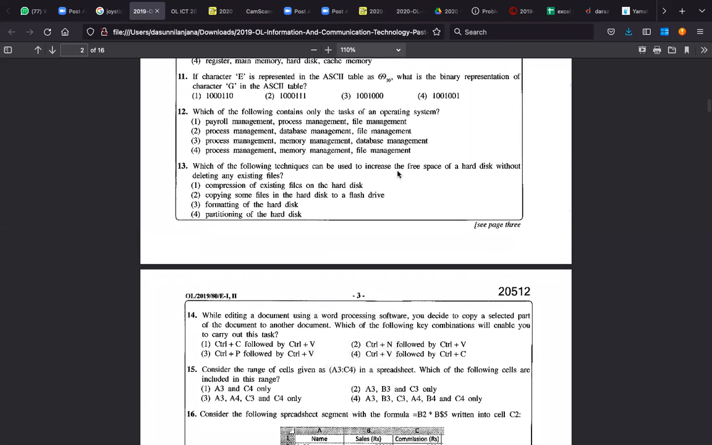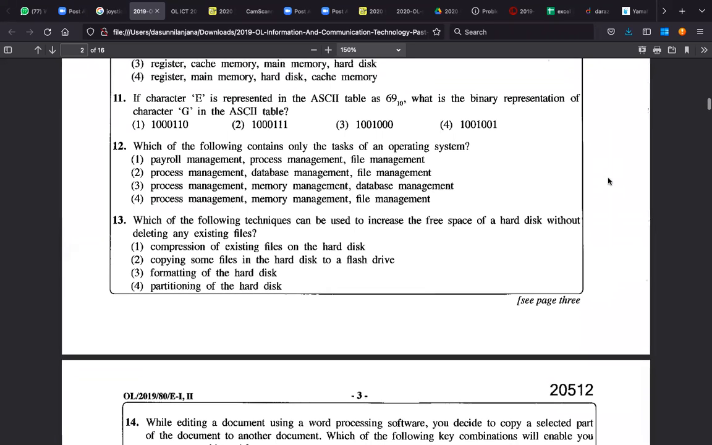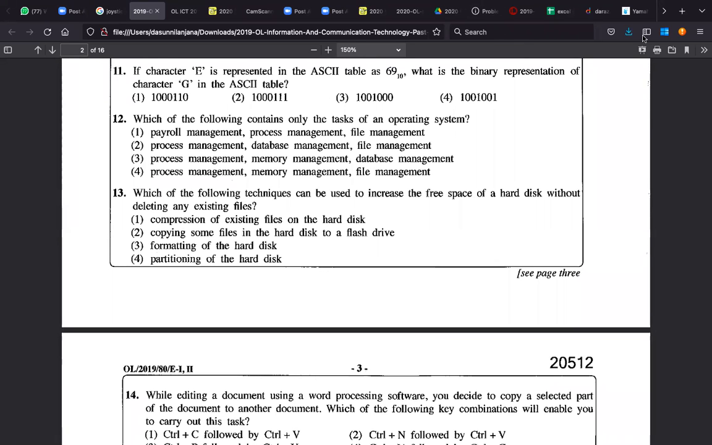If character E is represented by ASCII 69, like a promising number, 69, I think it's a very famous number for Sri Lanka, a lucky number maybe, don't know. Just kidding, right? Okay.